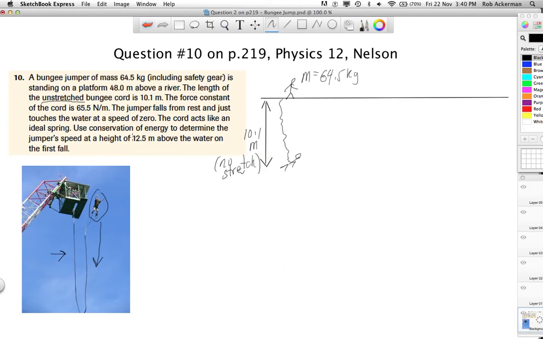It says the person gets to the water at the bottom with a speed of 0. So I'll put that in here. I'll try to draw a nice straight line here. I'll put that in here as a blue line. I'll write in water.